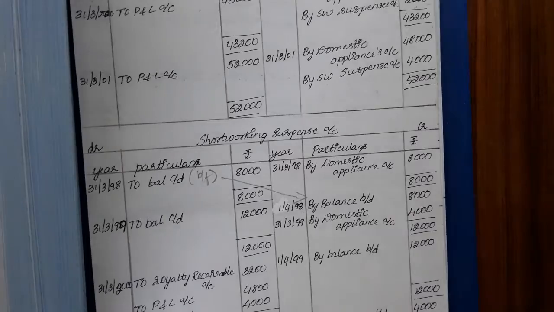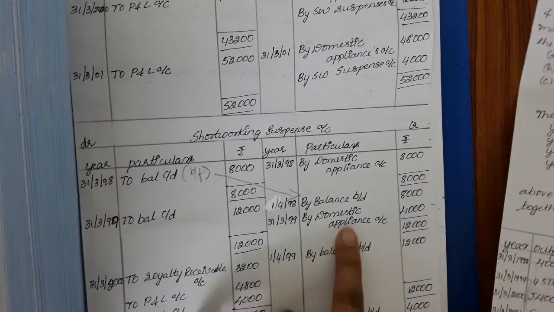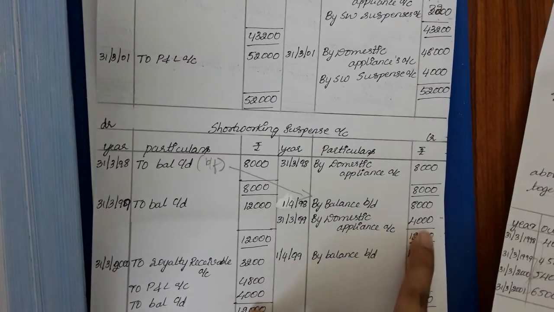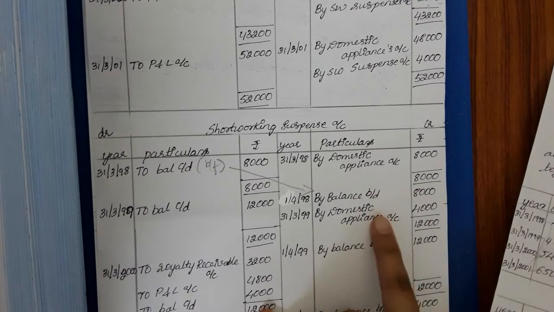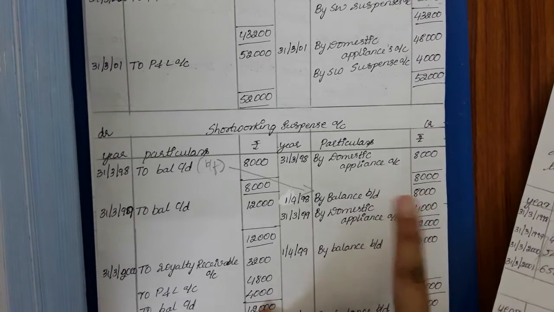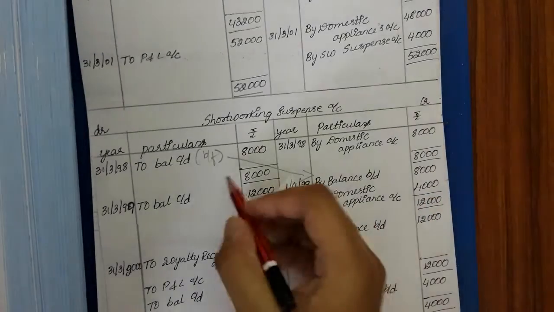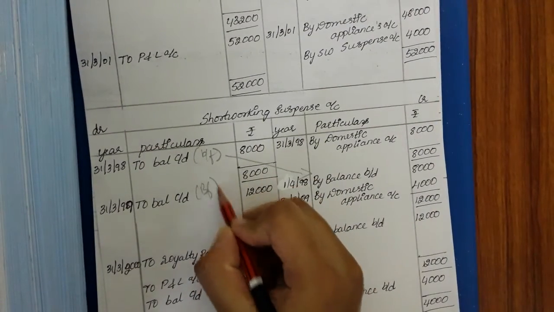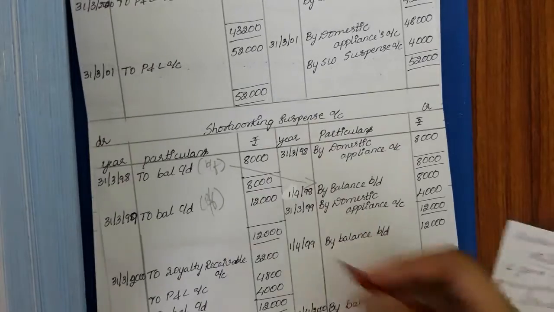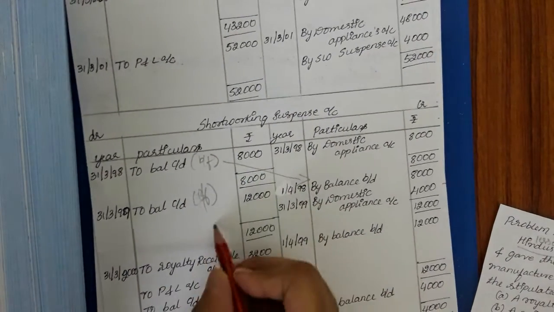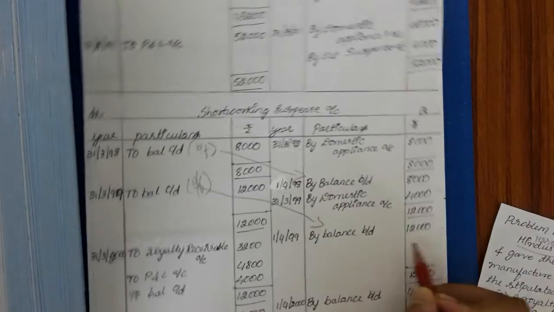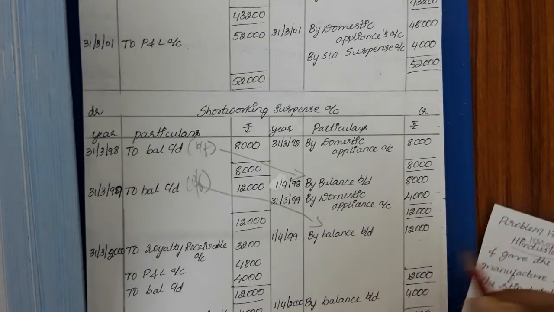Now you will be recording in the short working suspense account. By domestic appliance account, 4,000 rupees was there. So first is 8,000 of previous years and present year. Both you couldn't recover, so you will be carrying down for the next year. That is carried down, that will be the balancing figure for the next year. So you can see 12,000 brought to the next year.